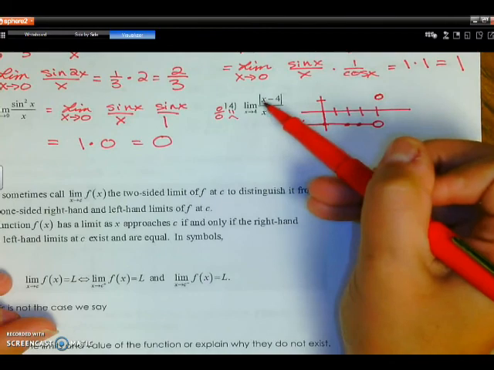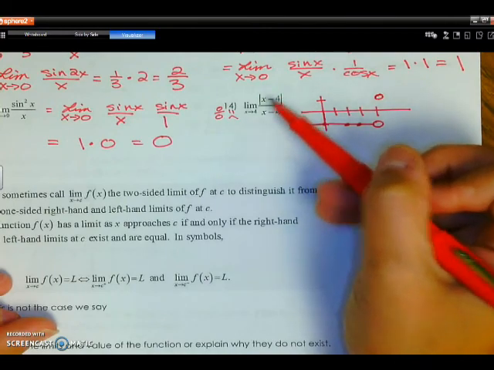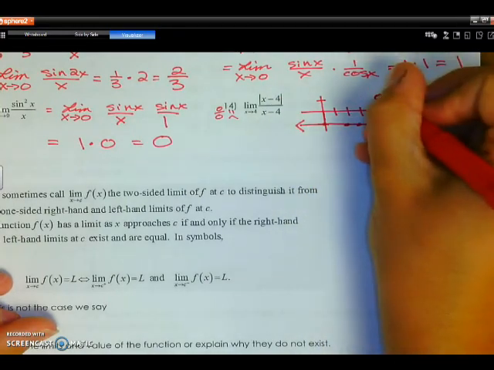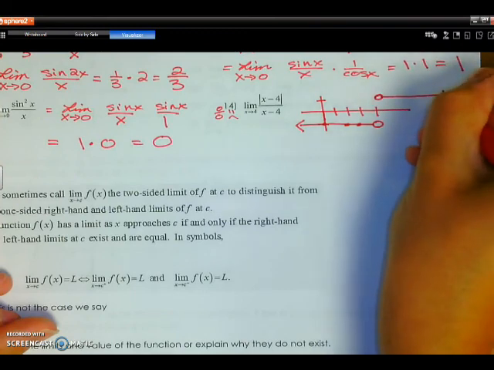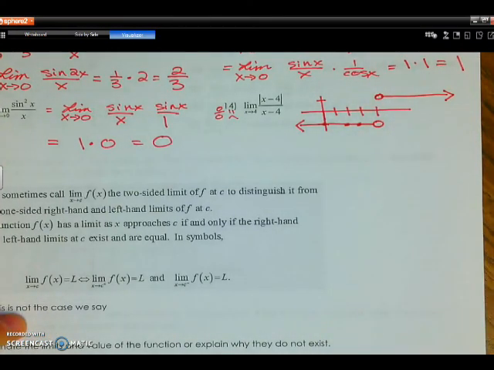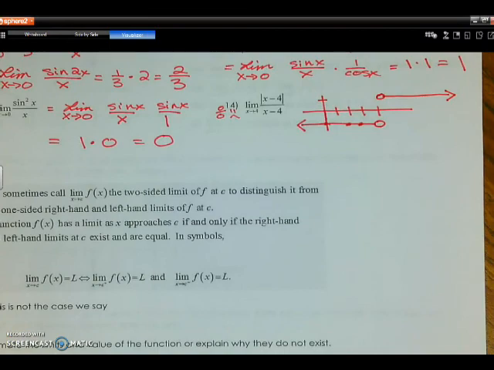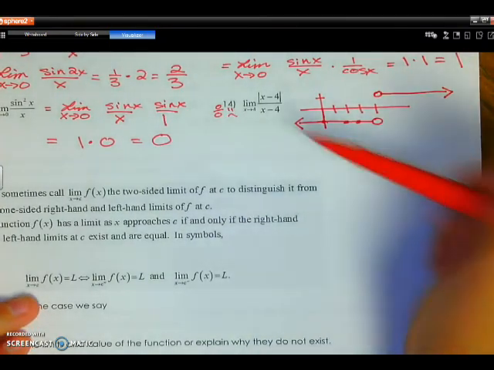So say you plug in a 5. All right, 5 minus 4 is 1. 1 divided by 1 is 1. So this is what the graph looks like. Once you have an idea that that's what the graph looks like, we'll talk about the limit.